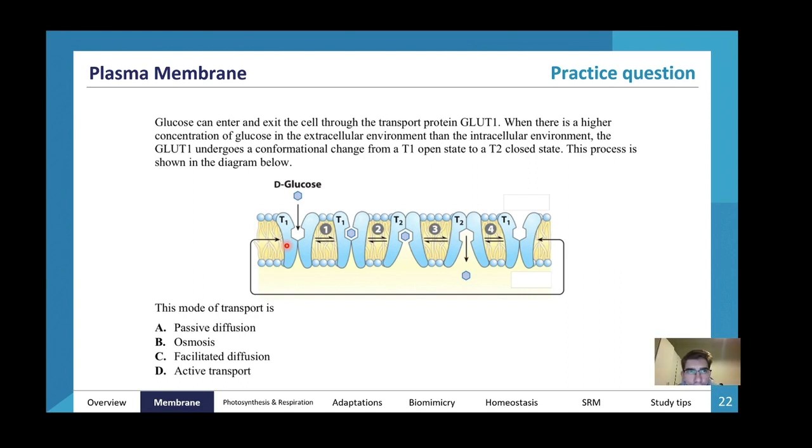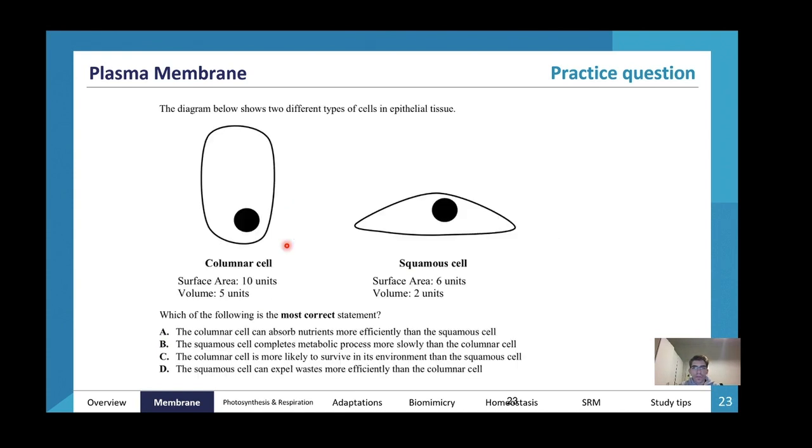How about this question? Glucose can enter and exit the cells through the transport protein, GLUT1. When there is a higher concentration of glucose in the extracellular environment than the intracellular environment, the GLUT1 undergoes a conformational change from a T1 open state to a T2 closed state. This process is shown in the diagram below. This mode of transportation is: passive diffusion, osmosis, facilitated diffusion, or active transport. This should be a very, very easy question to answer. It's facilitated diffusion because it's moving along the concentration gradient. How about this question?